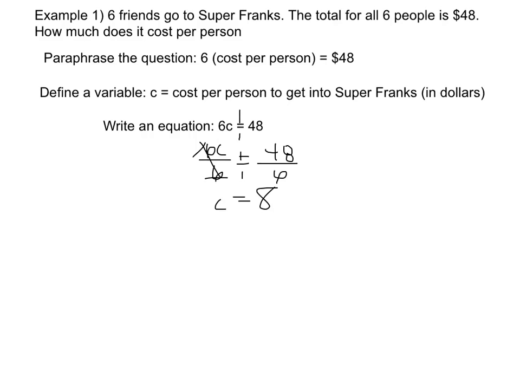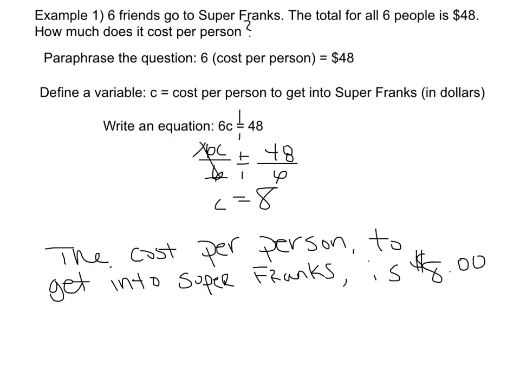Again, I want to make sure that I'm answering my question in a complete sentence, making sure I'm actually answering the question that was asked. The question says, how much is the cost per person? I know now that C equals 8. C is the cost per person, so I can write a sentence. The cost per person to get into Super Franks is $8. You want to make sure you're including the units when necessary, so dollars.